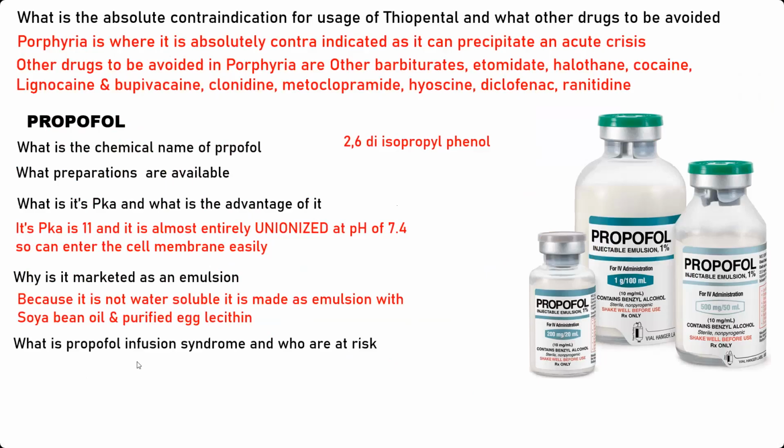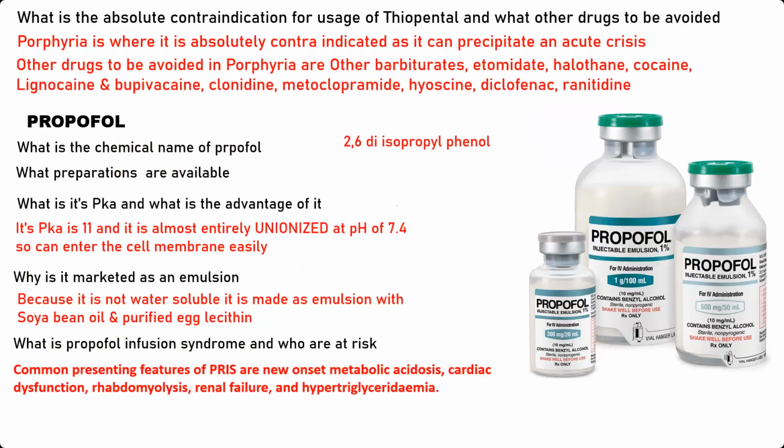What is propofol infusion syndrome and who are at the risk of this particular complication? So propofol infusion syndrome is when we give propofol more than 4 milligram per kg per hour for more than 24 hours. It will lead to metabolic acidosis, hypertriglyceridemia, and rhabdomyolysis. Excellent. Which group of patients are at this risk, adult or pediatric?